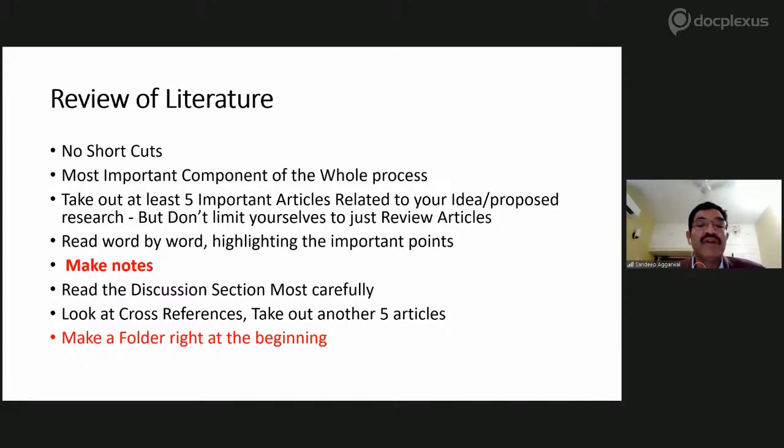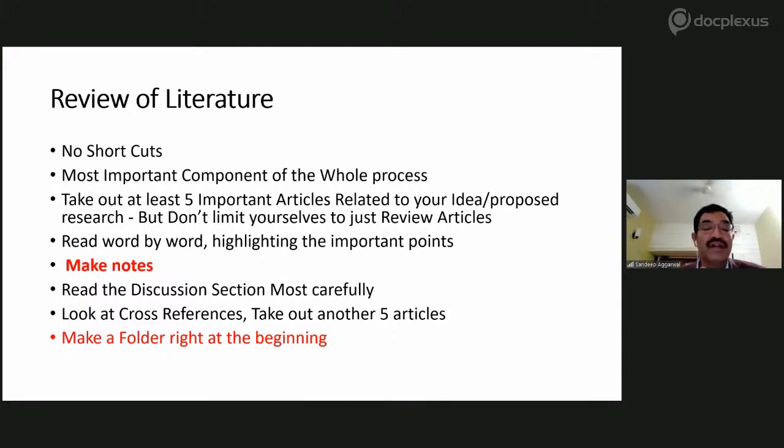Take out at least 5 good articles related to your idea for research, but don't limit yourself to just review articles. One of the common things I found with my junior colleagues is they take out one research article, go through it, and just want to write a proposal. Read word by word, highlight the important points, make notes. Read the discussion section most carefully. That's where you find the problems of those studies which have already been done. Look at the cross references, then take out another 5 articles.